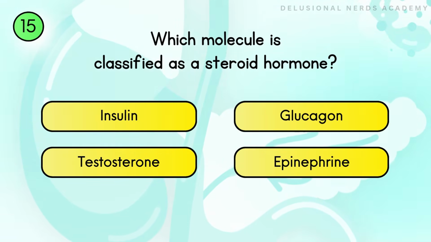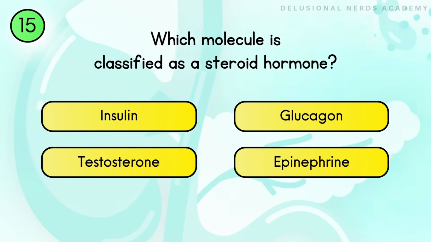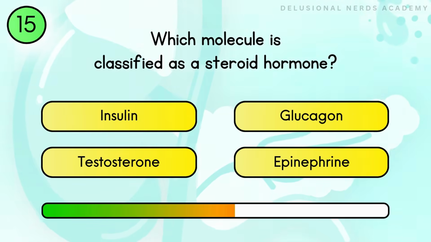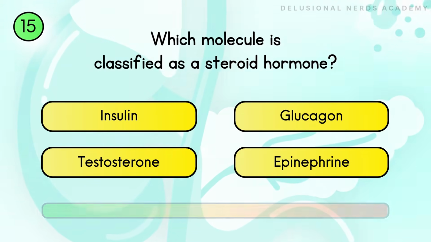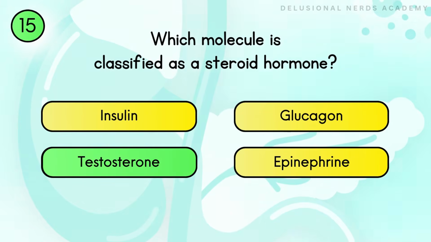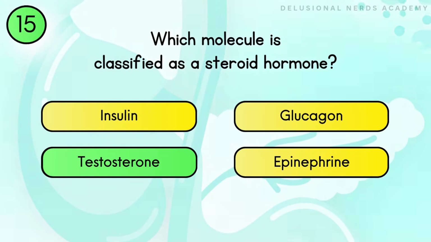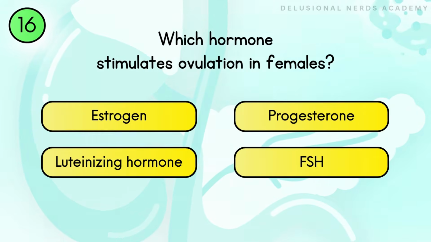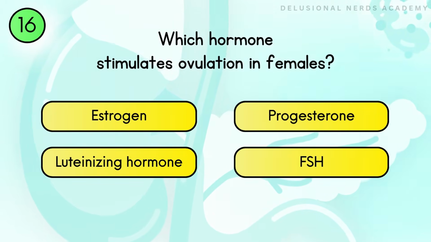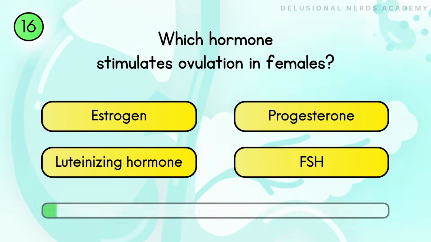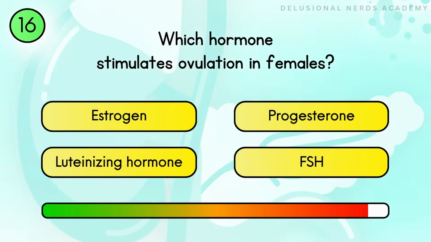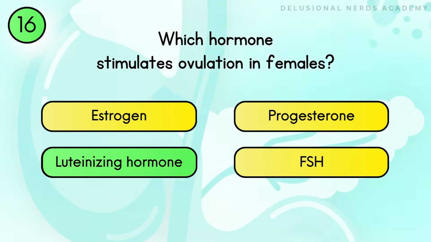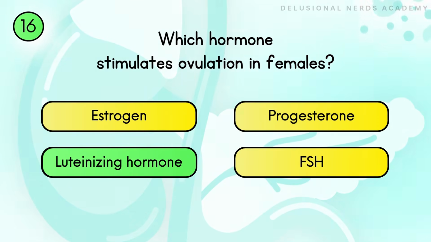Which molecule is classified as a steroid hormone? Testosterone is a steroid hormone that is lipid-soluble and derived from cholesterol. Which hormone stimulates ovulation in females? Luteinizing hormone is the one that triggers ovulation.